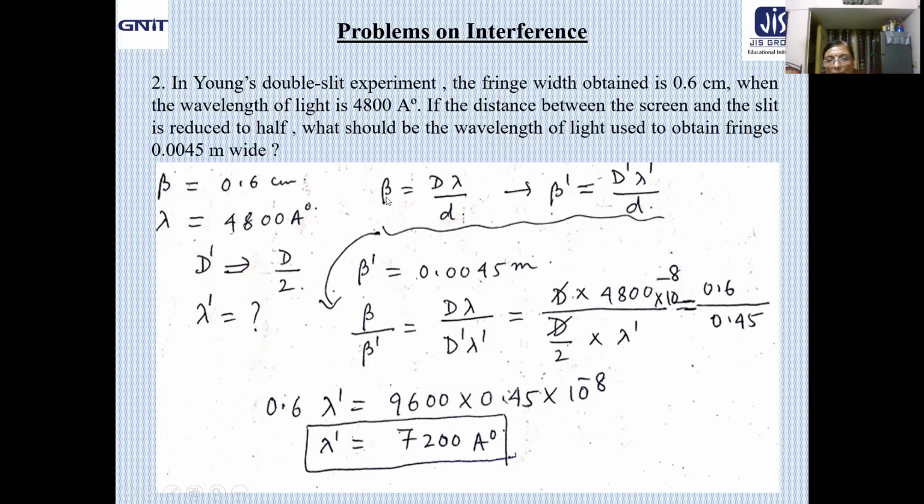So let us do one thing, let us take the ratio. Beta by beta prime, we will get Dλ by D prime λ prime. Now D prime equal to D by 2, the lambda value is given, and beta by beta prime is already given. So from there, you can find out very easily the lambda prime value. It will come out as 7200 angstrom. The problem is easy again, but you have to logically represent the problem with the proper formula. I hope you understood it very easily.